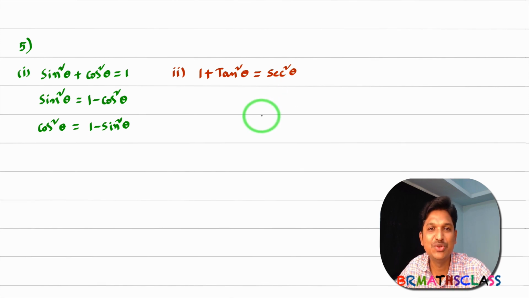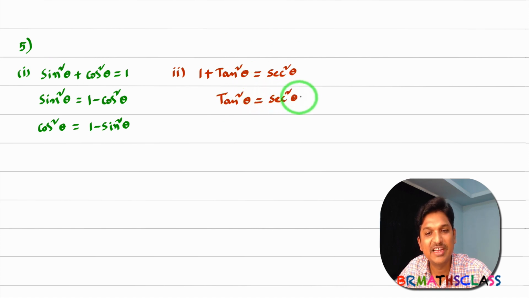Very frequently used trigonometric identities. From this, you can write what is tan square theta. You see here, you take this plus 1 to the right hand side. Then you will get tan square theta equal to secant square theta minus 1. This plus 1 will become minus 1. From this, we can write tan square theta. What is tan square theta? Tan square theta is secant square theta minus 1.